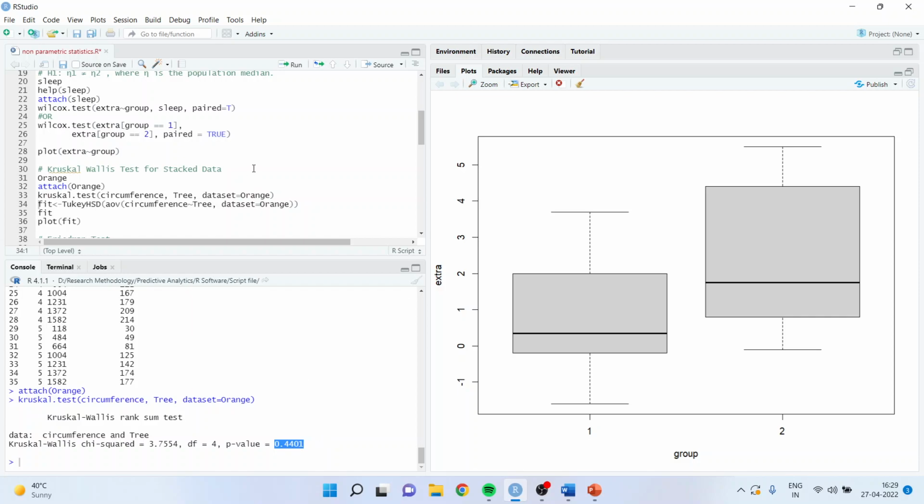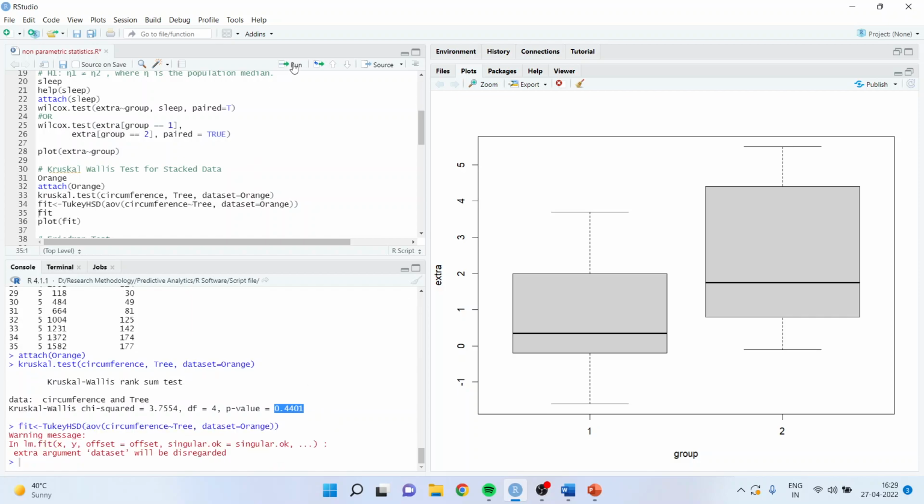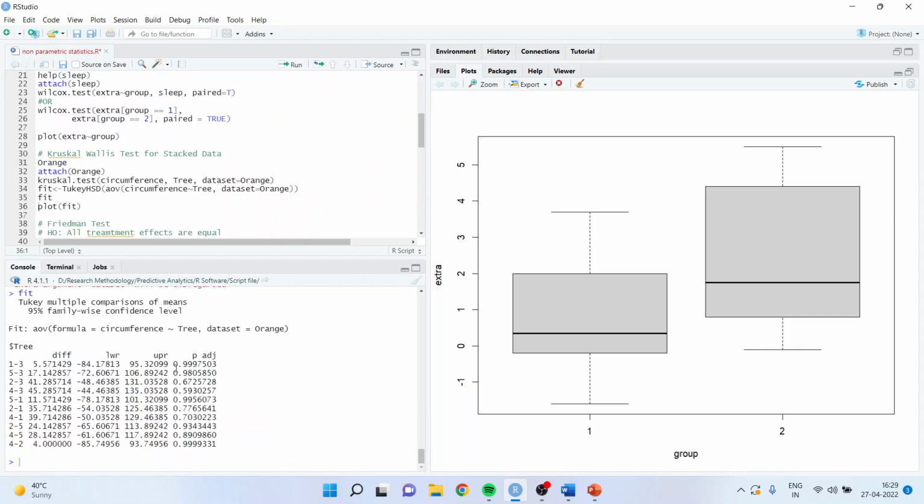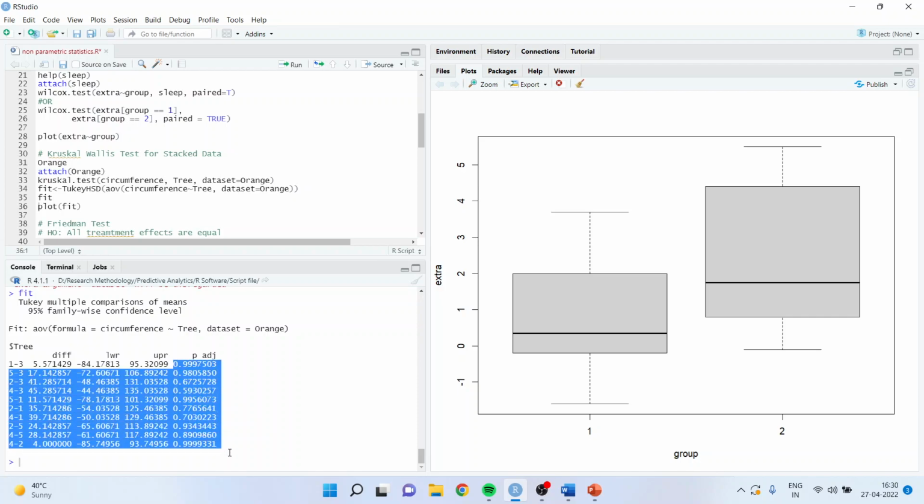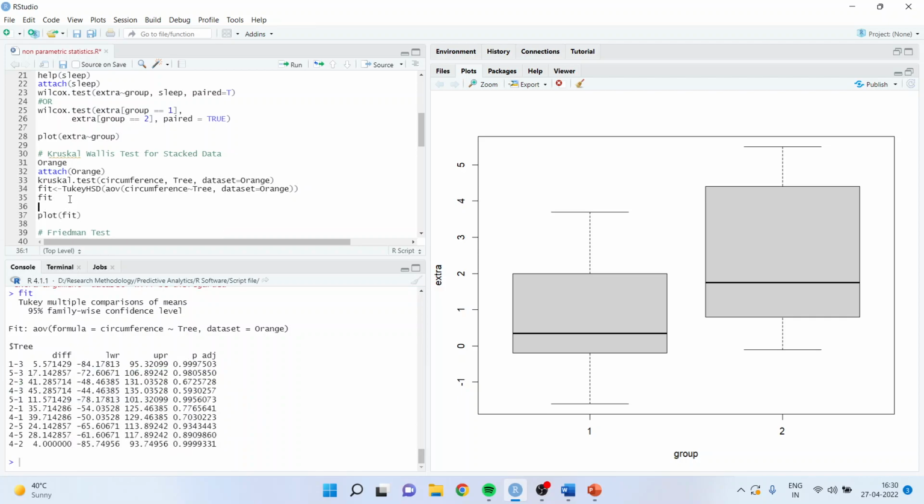We can also confirm this by running Tukey's test. You can see that neither of the pairs, when one, the first tree median, is compared with third, 5 compared with 3, 2 compared with 3, 4 compared with 3, has a p-value less than 0.05. The desirable thing is that the p-value should be less than 0.05, then we can say that the difference is large. Here the difference is not so large, and therefore more or less the circumference of all the trees is the same.